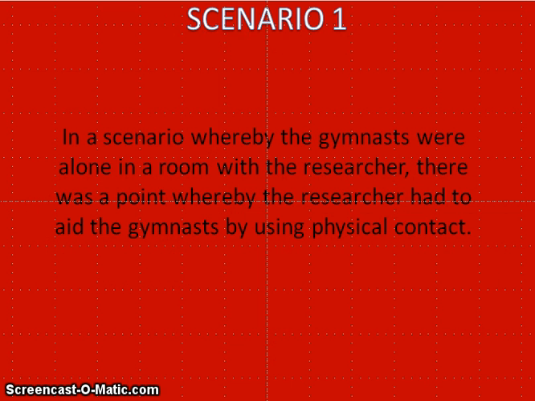So then, moving on to task 2 of the assignment, the scenarios. The first scenario I've come up with is whereby the gymnasts were alone in a room with the researcher. There was a point whereby the researcher had to aid the gymnasts by using physical contact, for example, to help them up or make them perform a skill. The issue with this is that if the researcher had no experience with gymnastics, they could touch the young athletes incorrectly, which could lead to physical harm of the athlete.